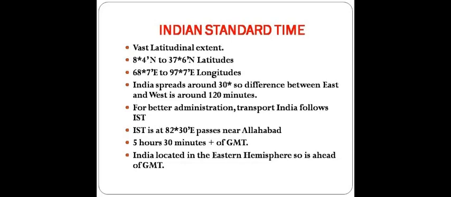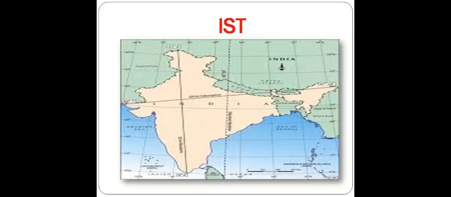You know, when we buy a new mobile or when we want to set up a clock or watch, what do we set up? We set up plus 5:30. So why plus 5:30? Because it's an international time. India is located in the eastern hemisphere, so we are 5 hours 30 minutes ahead of GMT. Let's see the map of India. If you see the dotted line which passes from the center of India from north to south, this dotted line is called IST, Indian Standard Time.